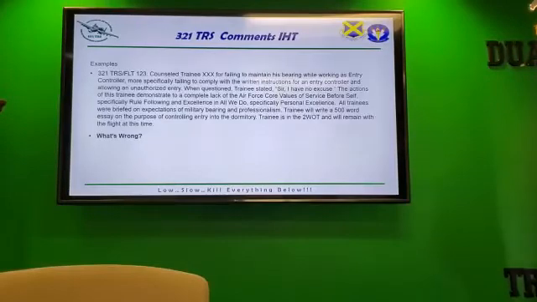Okay, example. So if you had this comment, it said: "321st Training Squadron, Flight 123, counsel trainee so-and-so for failing to maintain his bearing while working as entry controller. More specifically, failing to comply with the written instructions for an entry controller and allowing an unauthorized entry. When questioned, trainee stated, 'Sir, I have no excuse.' The actions of this trainee demonstrate a complete lack of Air Force core values, service before self, specifically rule following, and excellence in all we do, specifically personal excellence. All trainees were briefed on expectations of military bearing and professionalism. Trainee will write a 500-word essay on the purpose of controlling entry into the military. Trainee is in the second week of training and will remain up the flight at this time."